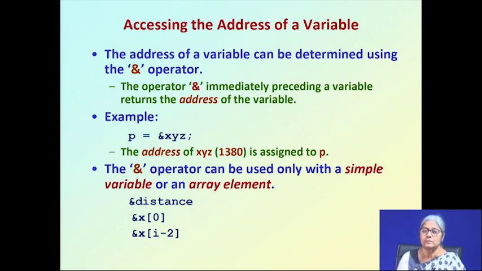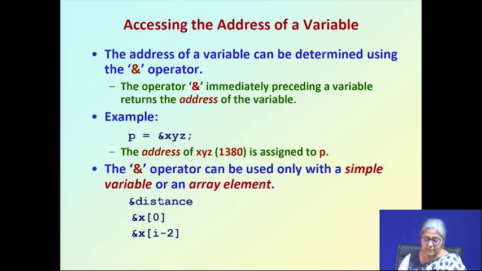Now, accessing the address of a variable. The address of a variable can be determined using the ampersand operator, as we normally do in scanf. The operator ampersand immediately preceding a variable returns the address of the variable. So p equal to ampersand xyz gives you the address. The address of xyz, for this example 1380, is assigned to p. The ampersand operator can be used only with a simple variable or an array element.